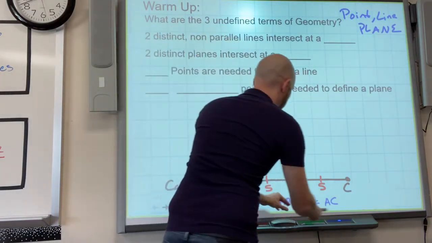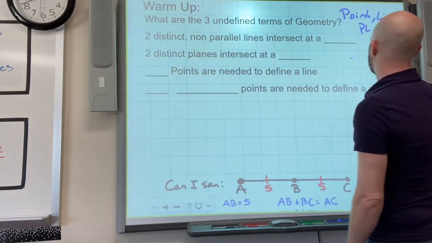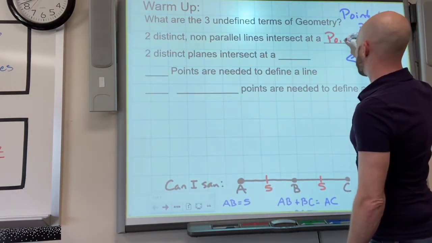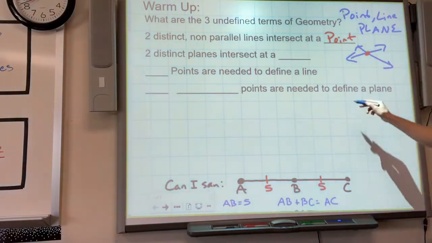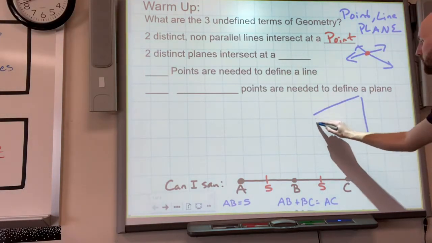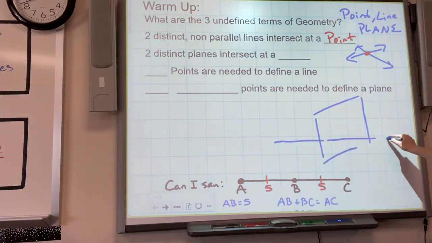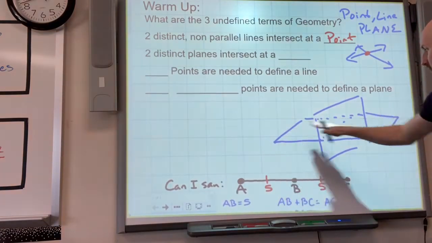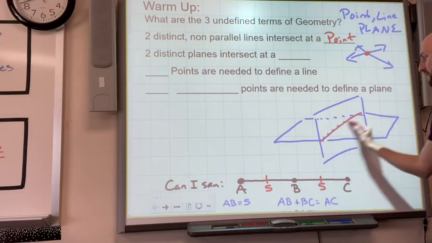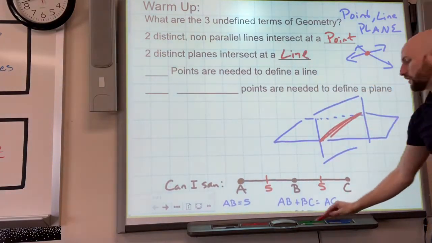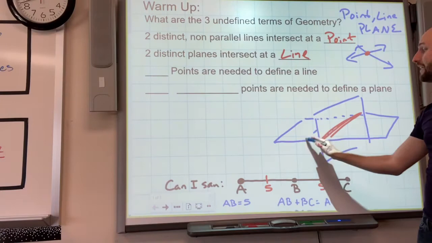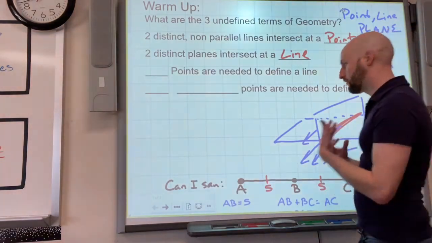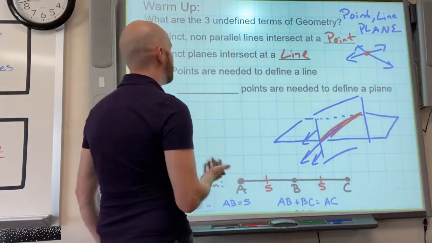Now, 2 distinct non-parallel lines, right? So if I have 2 lines and they do happen to cross each other, that intersection is going to be at a point. If I have 2 planes, it's like one sheet of paper, and then we've got another sheet of paper that's basically chopping this. It's like slicing through it, and that slice through is creating a line. And if you consider the fact that these pieces of paper are technically going on forever, that also means this line is technically going on forever, right? And that's just that.